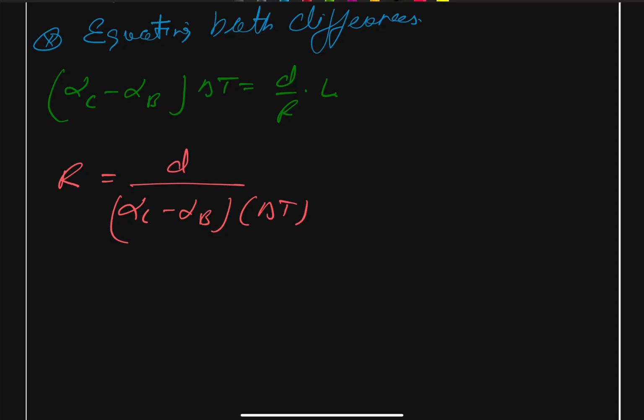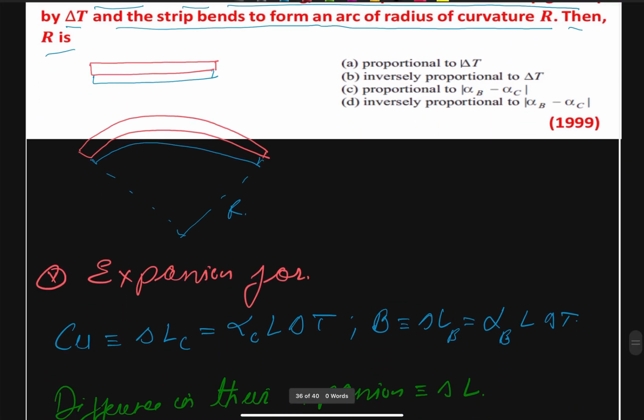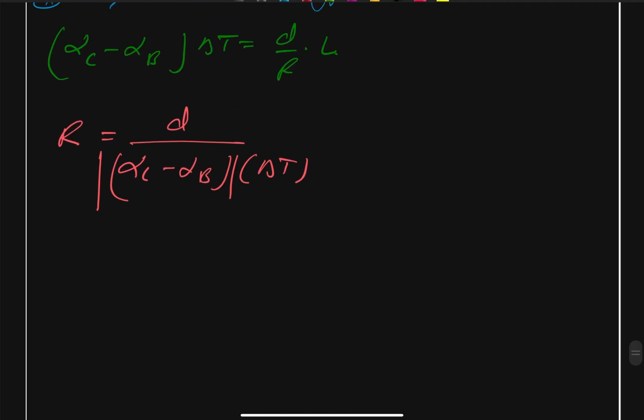In this case we have assumed that alpha C is greater than alpha B, so for the sake of this we can just put a modulus here. Therefore we can say that it is inversely proportional to delta T and inversely proportional to our alpha B minus alpha C. So options B and D are correct.